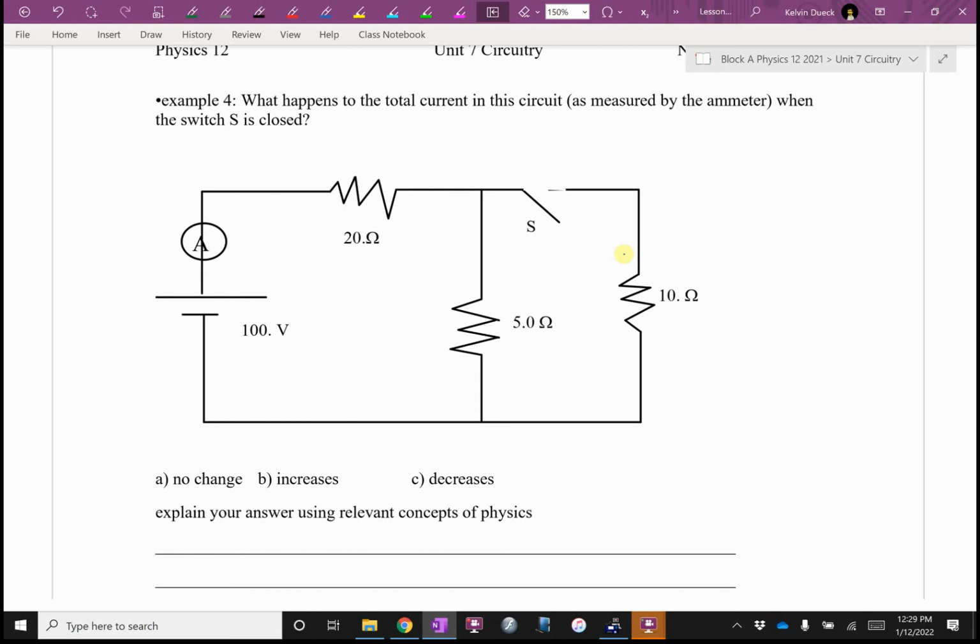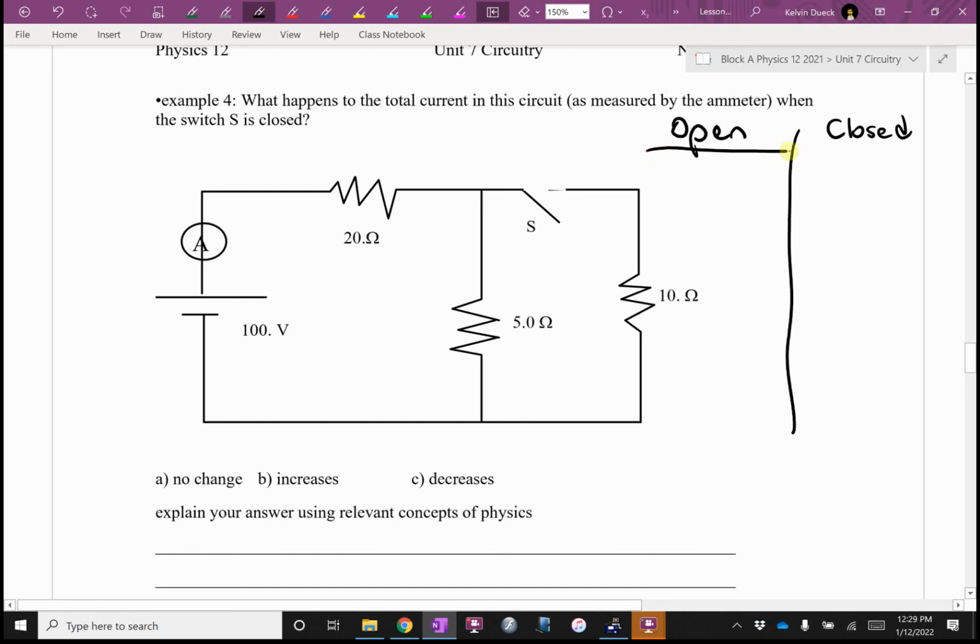You know what? Why don't we just calculate the before and after? So I'm going to go over here on the right, a little line, open, closed.